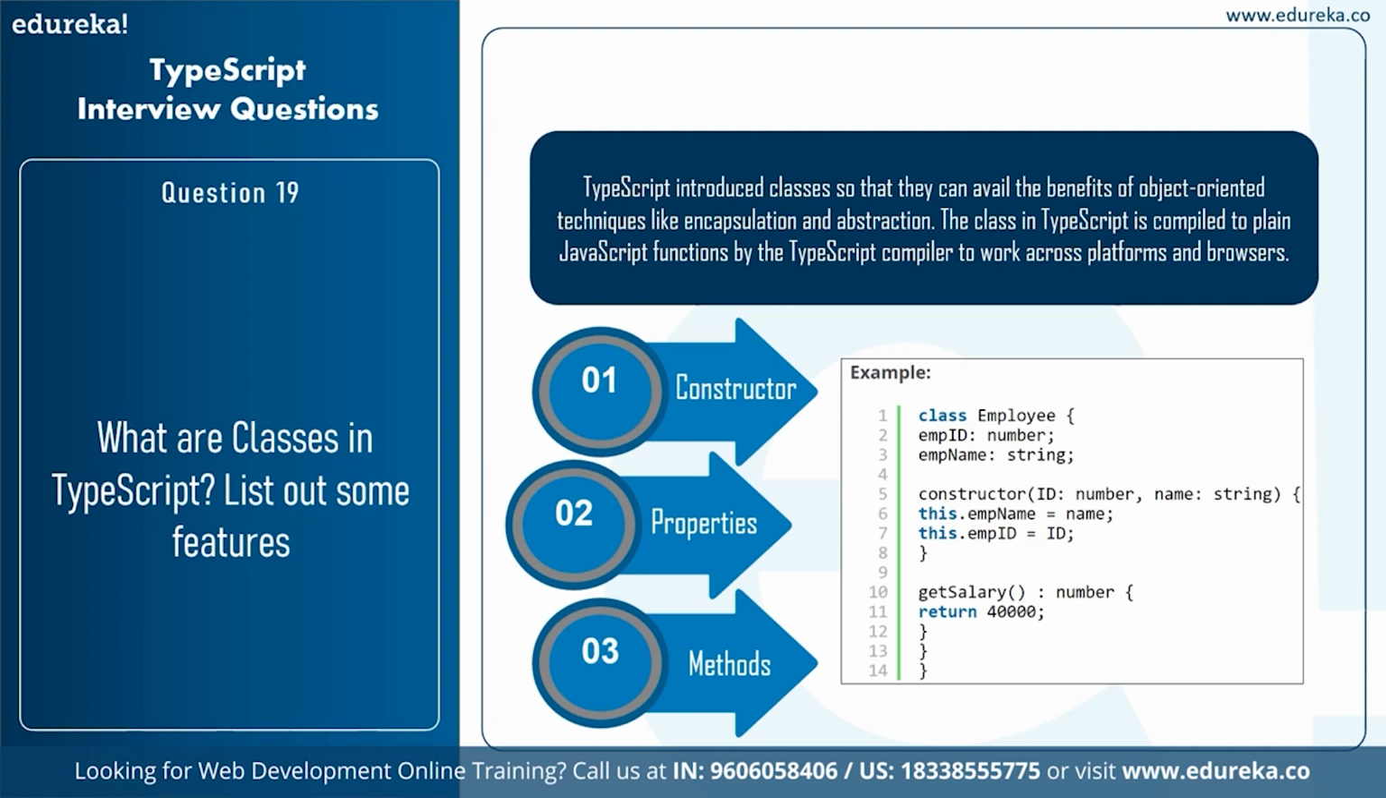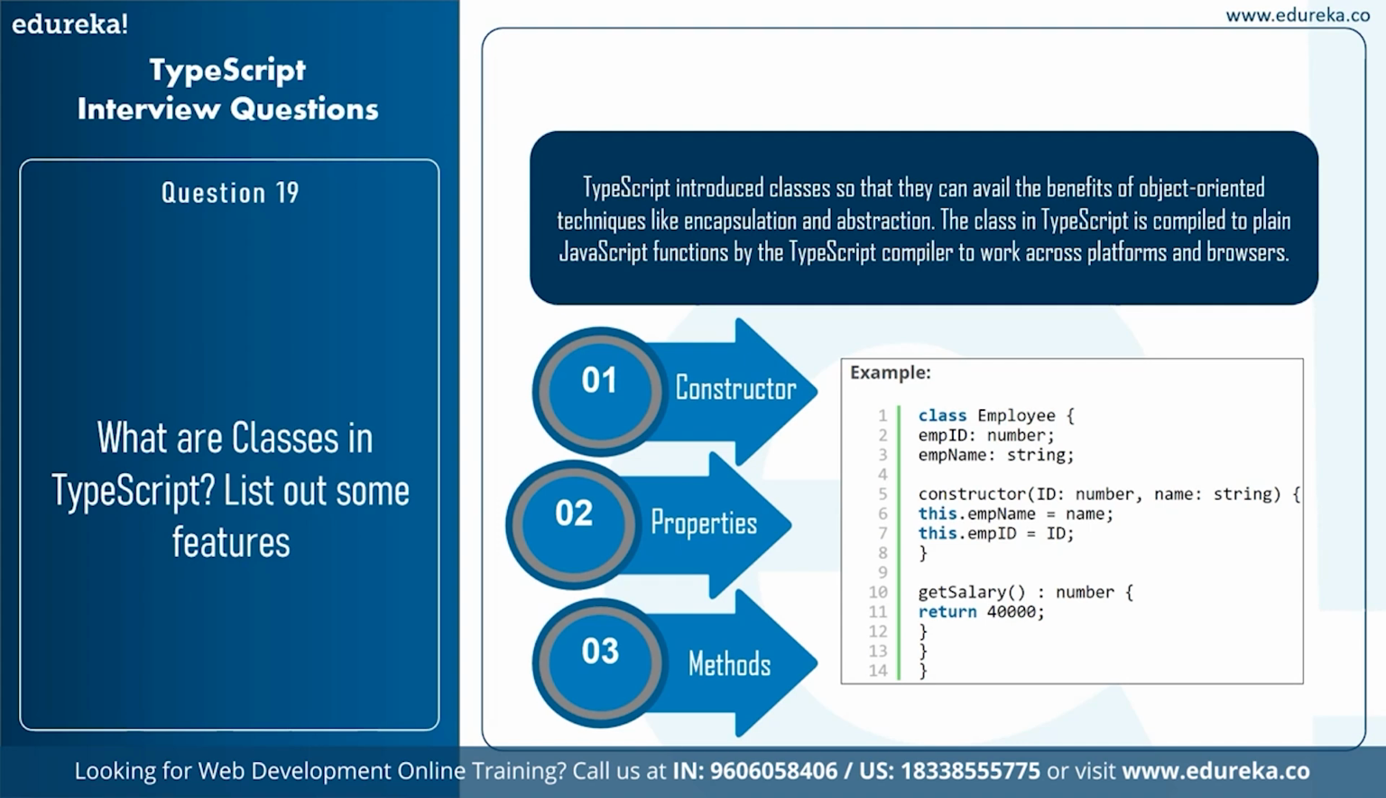So first, we take a class keyword and then we declare the class name. So here the name is employee. Now, inside this class, we can pass different properties, methods, and attributes. So here we have one property as the employee ID, which is a number in data type. Then we have the employee name, which is a string. Then we create a constructor with the ID, which is a number, and then the name, which is a string, and then use the this keyword in order to map the employee name with name and the employee ID with ID. And finally, we just return the value that we want to get here.